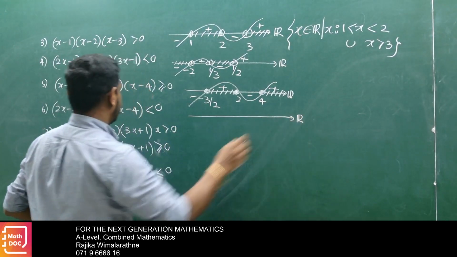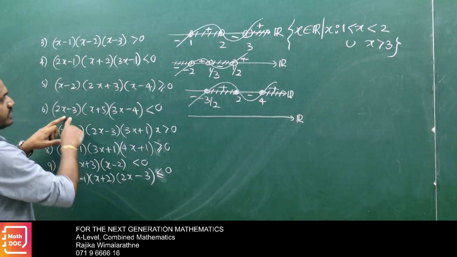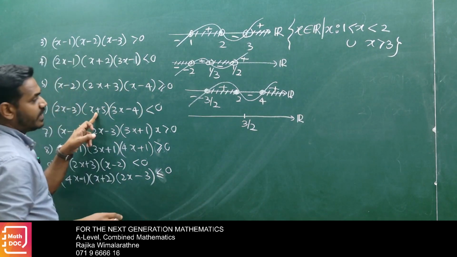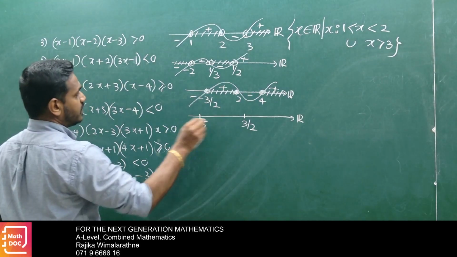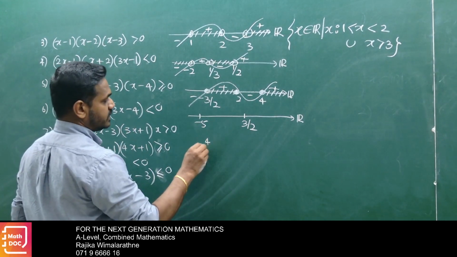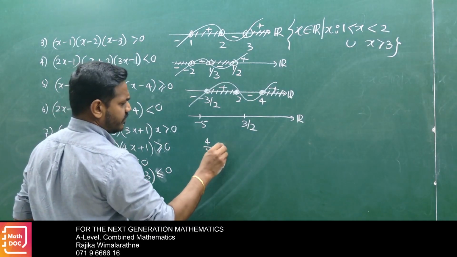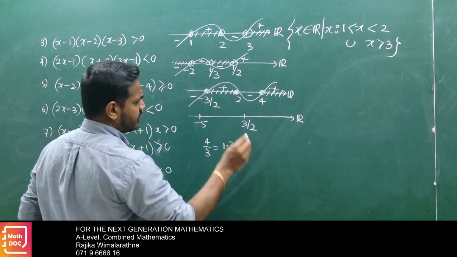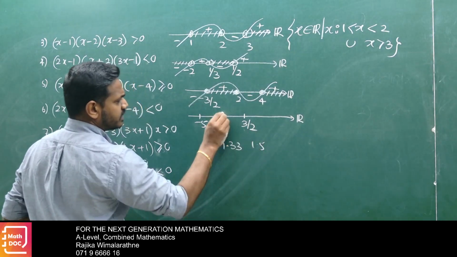Real number line. Here the zero value is 3 over 2. Here the zero value is minus 5. And here the zero value is 4/3, which is 1 and 1/3, that is 1.33. 3 over 2 is 1.5. Then 4/3 is somewhere here.